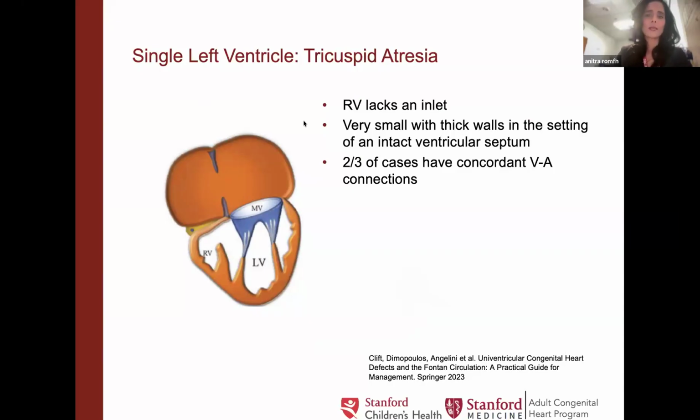And so, diving a little bit into a very common lesion that leads to a single left ventricle is tricuspid atresia. Many of you are familiar with this, that the RV lacks an inlet. The RV is very small and thick-walled in the setting of an intact ventricular septum, a little less so if there is a VSD present. And two-thirds of cases have concordant VA connections.